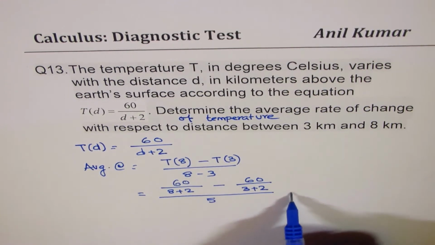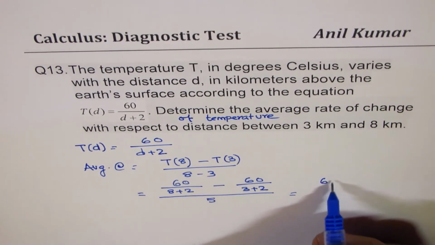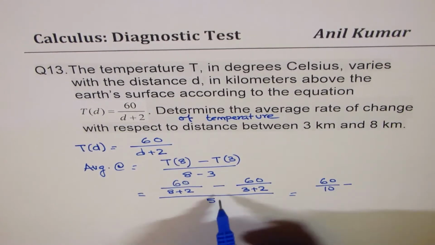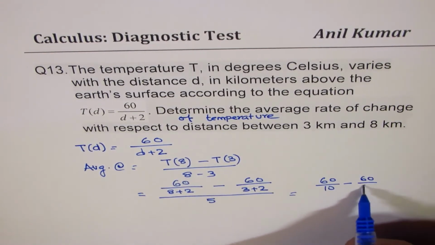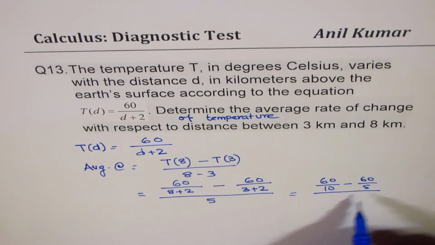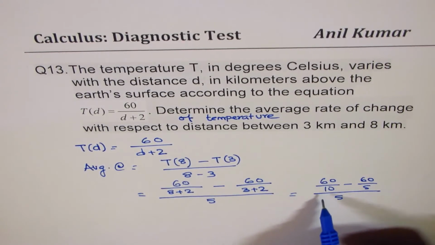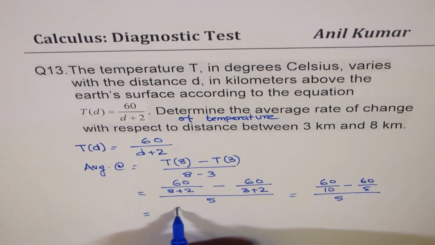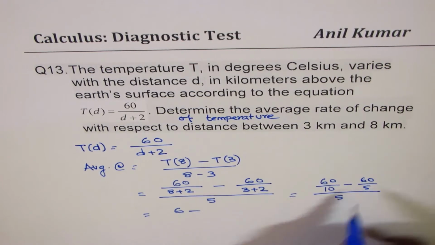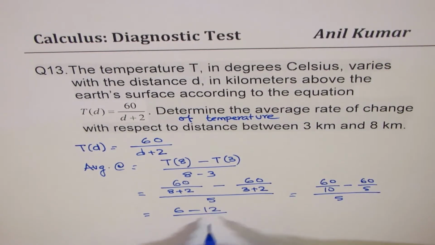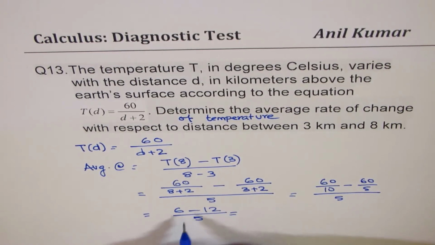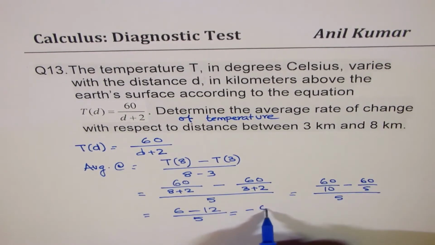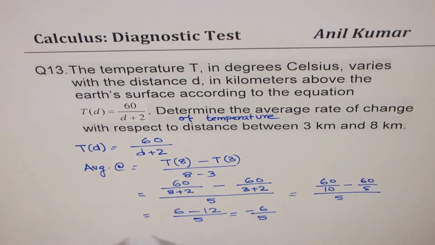Perfect. Now 60 over 10 minus 60 over 5, divided by 5. Correct? 60 over 10 is 6. So what we get here is 6 minus 12, and that is negative 6, over 5.